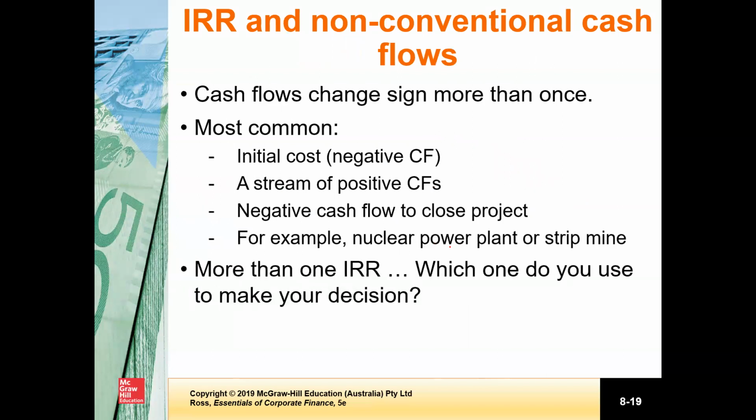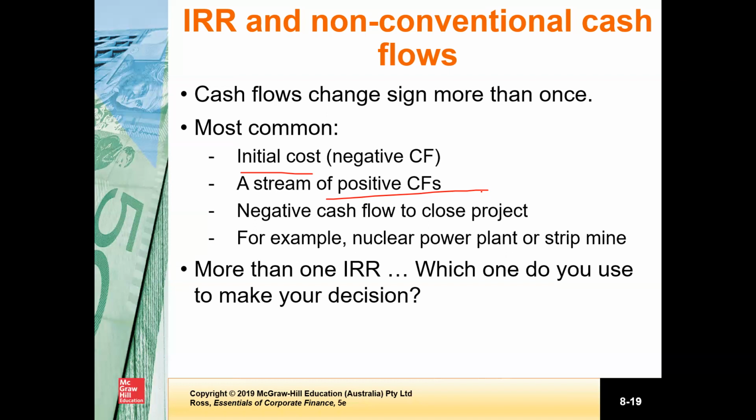So far, in all of the examples of project cash flows that we have seen, there were conventional cash flows. So what is the conventional cash flow? Conventional cash flow was an initial investment, which is a negative cash flow at the inception of the project, followed by a stream of positive cash flows over the life of the project.